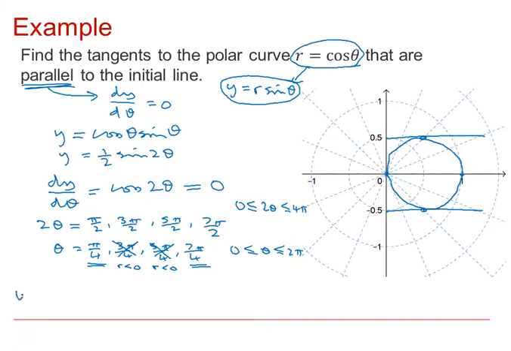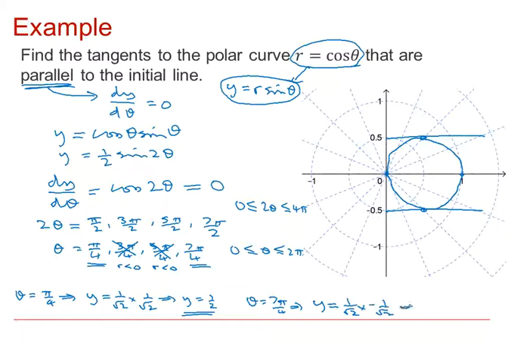If we look at theta is pi by 4 first, then we know that y is cos theta sine theta, so y is cos pi by 4, 1 over root 2, sine pi by 4, 1 over root 2, which gives us y equals a half. If we look at theta is 7 pi by 4 now, we know that y is cos theta sine theta, so cos 7 pi by 4 is 1 over root 2, sine 7 pi by 4 will be minus 1 over root 2, and therefore we get y is minus a half.